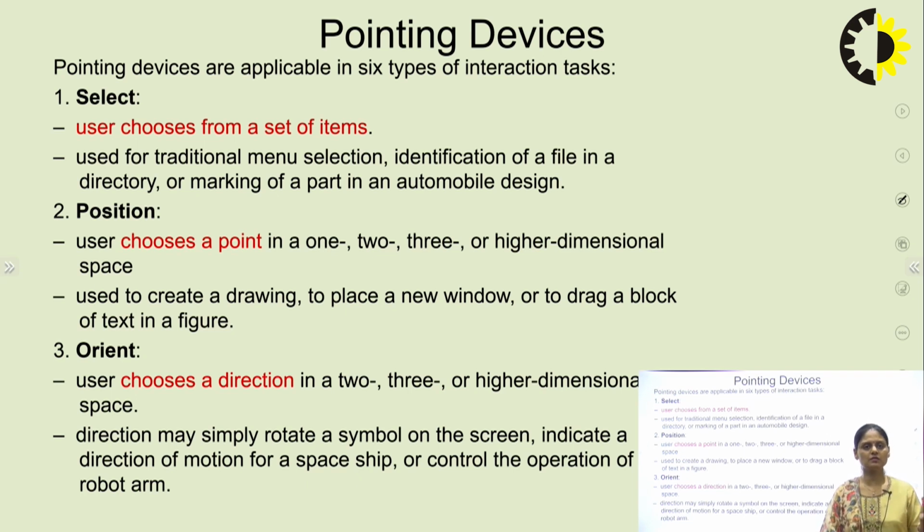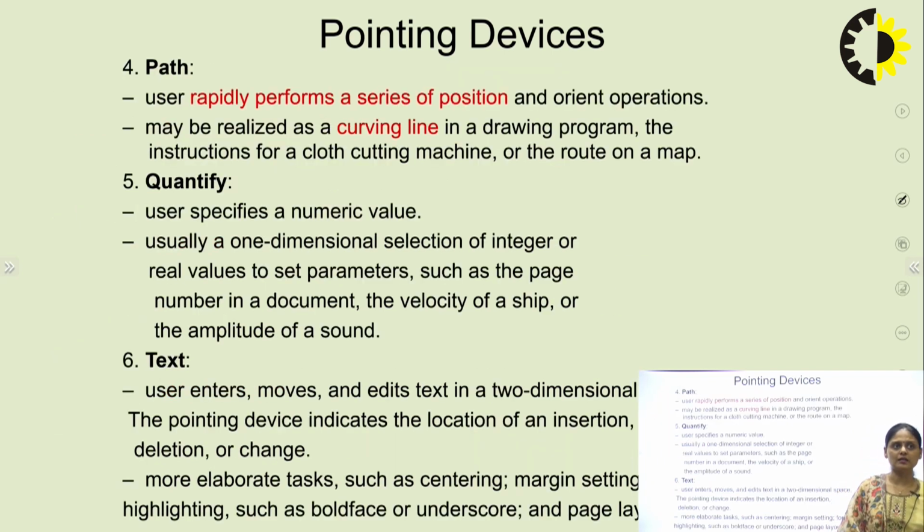It chooses one of the positions. It may rotate, it may orient, it may choose a direction in 2D or 3D. Similarly, a path: a user rapidly performs a series of position or orient operations. This is called a path. Quantify: a user specifies a numeric value to things.